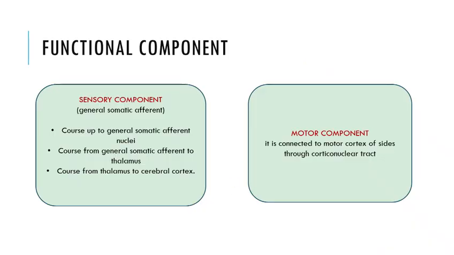Now its functional component. It has two components, sensory component and motor component. Sensory component is general somatic afferent, that is, it courses up to the general somatic afferent nuclei, from there to the thalamus, and from the thalamus to the cerebral cortex. And motor component is connected to the motor cortex of both sides through the corticonuclear tract.